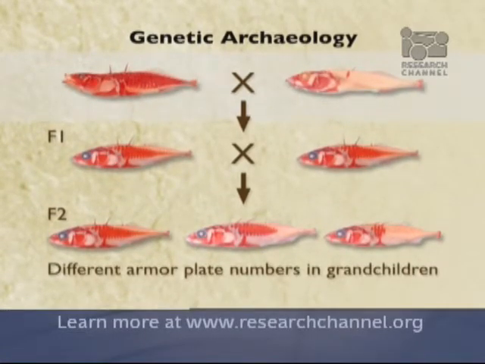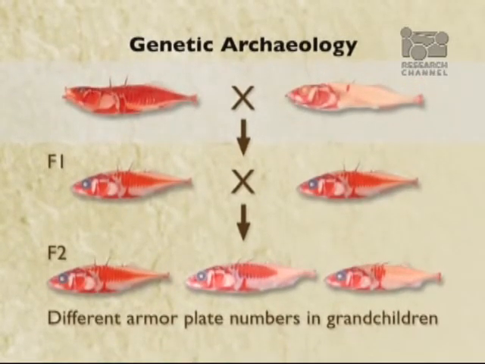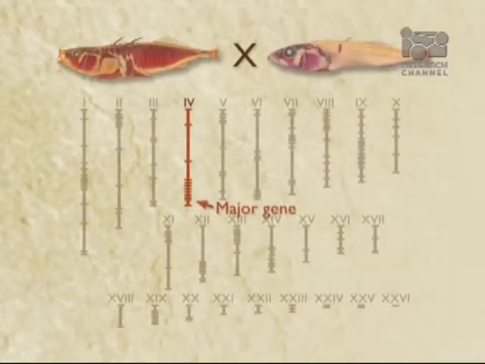Then go in, count armor plate numbers in all of those F2 offspring, isolate DNA samples, type them with a set of genetic markers that we've developed for genome-wide linkage mapping in sticklebacks, and then look to see whether there are particular chromosomes that always go together with particular traits. When you do that, what we found was that there's a single major gene on the distal end of linkage group 4 that controls about 70% of the variation in armor plate number in the cross. So a very large genetic effect.